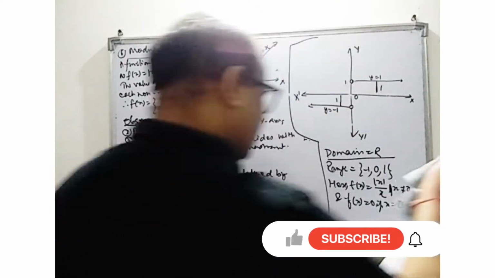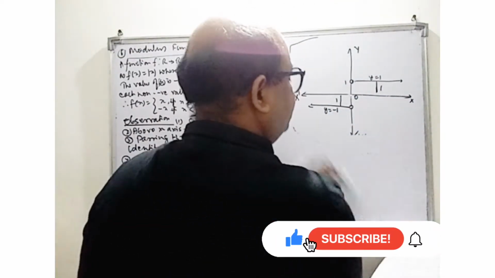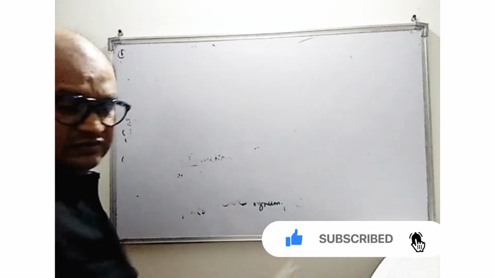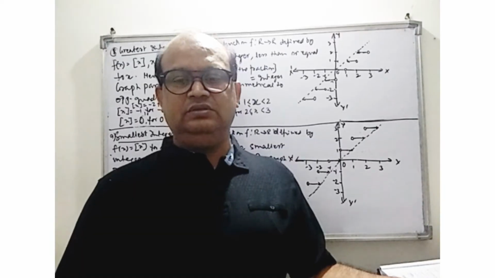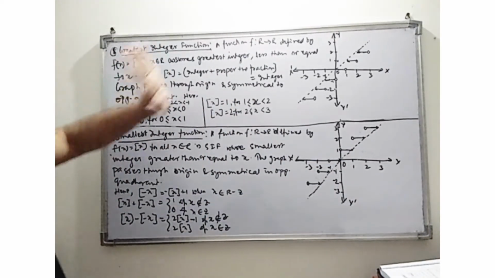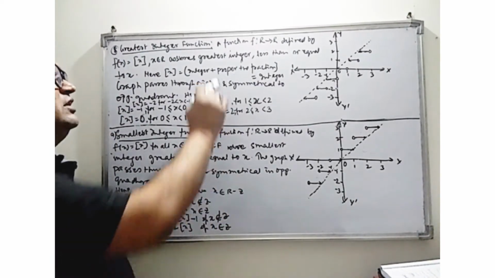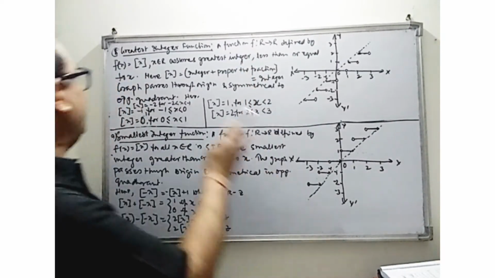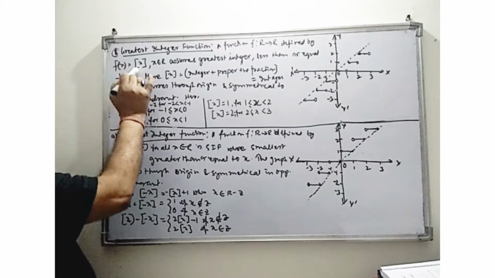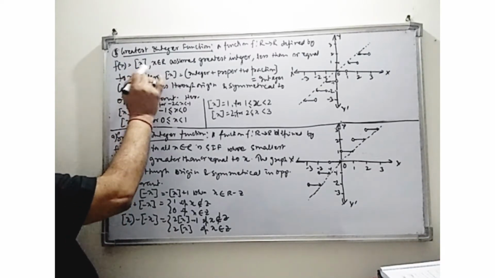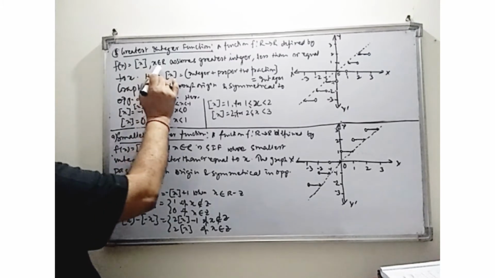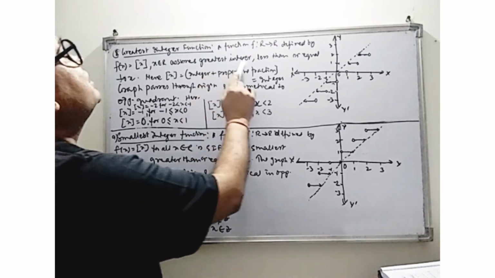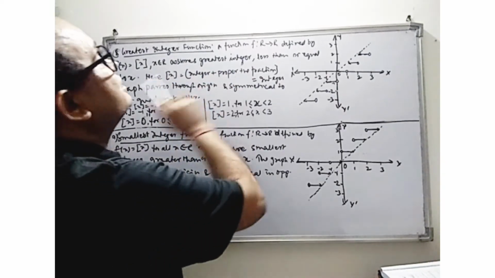Now next I will teach you greatest integer function. What is greatest integer function? A function f mapping from R to R is defined as f(x) equal to this, which is the symbol of greatest integer, in a big bracket, such that x belongs to R. It assumes the greatest integer value.